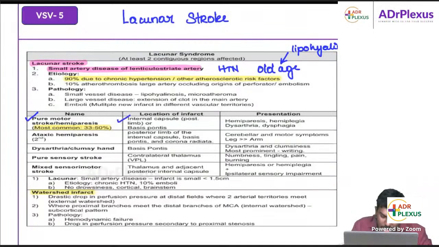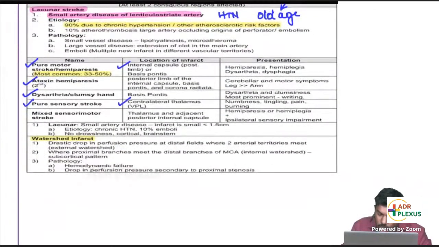Then next is pure sensory, which involves the ventroposterolateral part of the thalamus. Then ataxic hemiparesis, which involves the internal capsule and basis pontis, and dysarthria clumsy hand syndrome, which involves the basis pontis. And one more thing here is called watershed infarct.